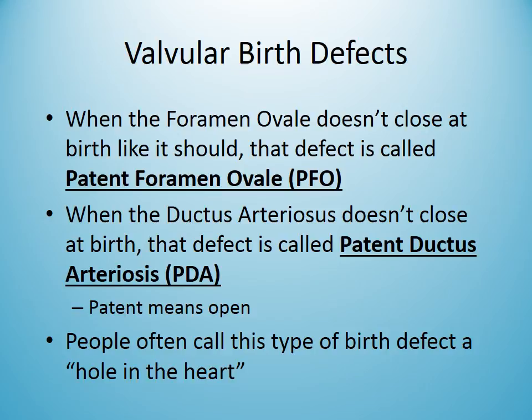And people often call this type of birth defect a hole in the heart. When people say, I was born with a hole in my heart, that's what they're referring to, a patent foramen ovale or a patent ductus arteriosus, because the foramen ovale and the ductus arteriosus snap shut and completely disappear the second that baby takes its first breath, or they should.